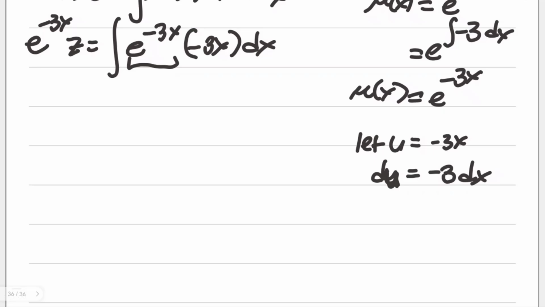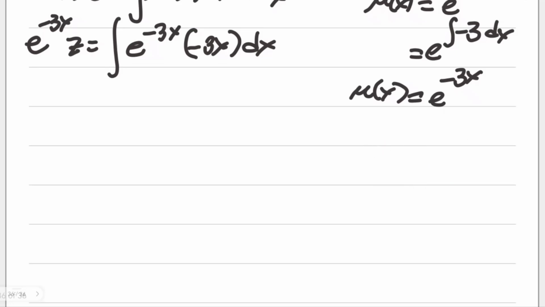Even if you're going to interchange them, if u is e to the power of negative 3x, its first order derivative is negative 3 e to the power of negative 3x dx. But we have an x here. If it's a constant, we can always move it out. But if we have x here, we cannot also use that. This clarifies the idea that we can only integrate this using integration by parts.